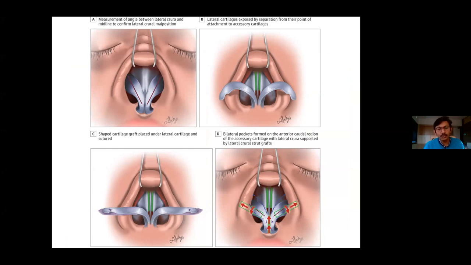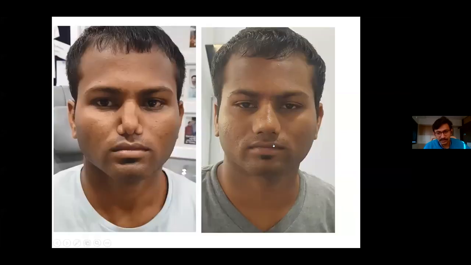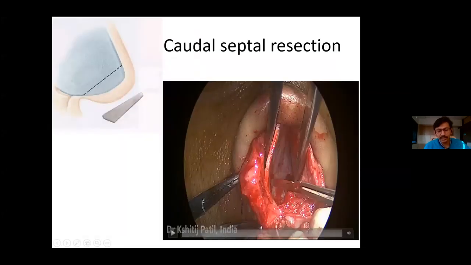So on opening up, this gentleman had papery thin lateral crus, and so we released it from its original position. We attached grafts called as lateral crural strut graft, and those were inserted in a caudally positioned pocket directed towards the lateral canthus. So this was the pre-op. Okay, and even on deep inspiration, now this gentleman was fine.